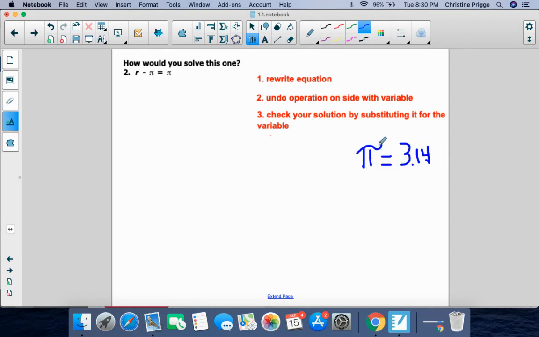But instead of using this as a number, I'm going to just use it as the symbol itself, because if this was the number 3.14 and this was the number 3.14, we could solve this, right? But we still can solve it with just the symbol, because this symbol represents this value. So I already know the value of the pi. I'm not going to solve it for the value of the pi. I'm just going to solve it for pi. So let's rewrite the equation first. This says r, which is our variable, take away 1 pi equals 1 pi.